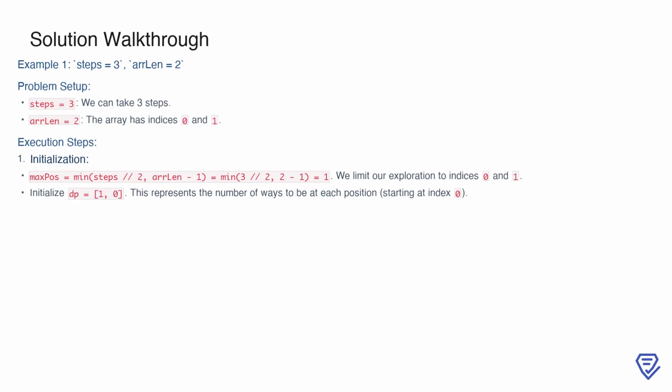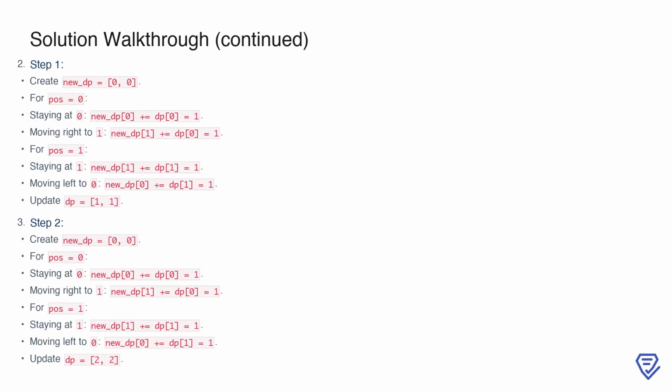We then initialize a dynamic programming array, DP, with the starting state [1, 0]. This means there is initially one way to be at index 0 and 0 ways to be at index 1, since we are starting at index 0 by default. Now, for the first step, we create a new array, new_DP, initialized to [0, 0], to store the number of ways to reach each position after this step.